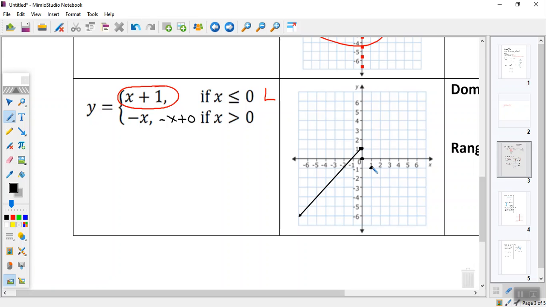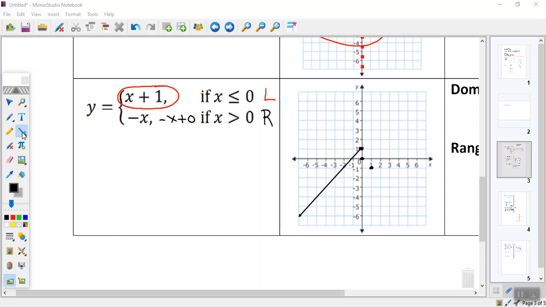Let's see, x greater than 0. I'm grabbing this for all x values greater than 0. So is that right of 0 or left of 0? Right. To the right, to the right. Okay, would I be open or closed right here, kids? Open, because there's no equal sign down here. So I'm going to draw my line.